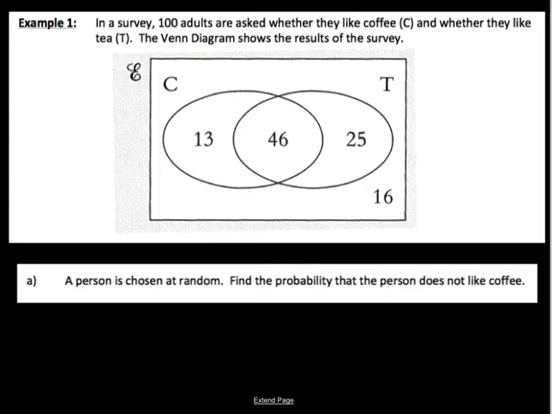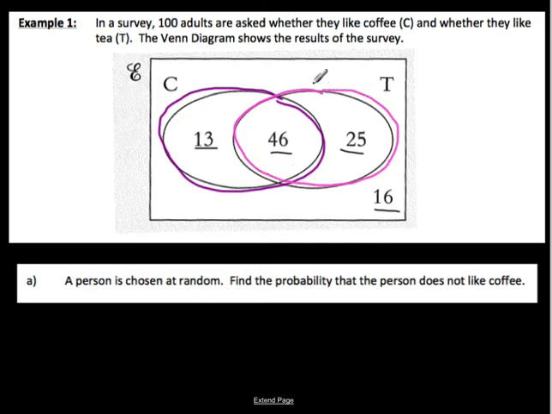Okay, the biggest thing is if there's 100 adults, that means that when you take 13 plus 46 plus 25 plus 16, that is going to add up to 100. So when you add all of those numbers together, you're going to get to 100. This C here shows the people that like coffee. Okay, that means that 13 plus 46 people like coffee. So that means that there's 59 people that like coffee. If I look at my T circle, this circle represents T. That means that 46 plus 25 people like tea, so 71 like tea.